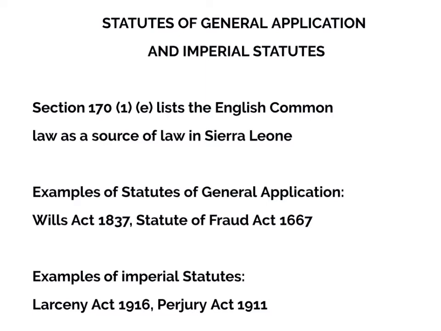Now, the statutes of general application are quite different from imperial statutes. Examples of imperial statutes include the Larceny Act 1916 and the Perjury Act 1911, etc. Now, statutes of general application are statutes which came before 1880. Statutes of general application, as the name implies, are statutes that were enforced in England that are now applicable in Sierra Leone.